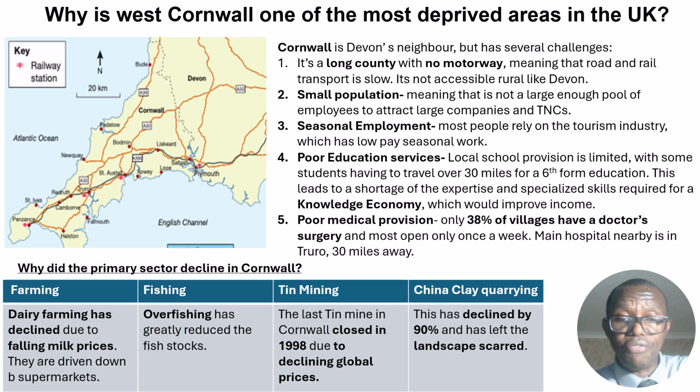So the people who worked in fishing can no longer necessarily earn a good income from that particular sector. Then there was tin mining as well, and the last tin mine in Cornwall closed in 1998 due to declining global prices. Then you had also China clay quarrying taking place in Cornwall, and that also has declined and has left the landscape quite scarred as well. So as we can see here, there are quite a number of problems that Cornwall is facing.